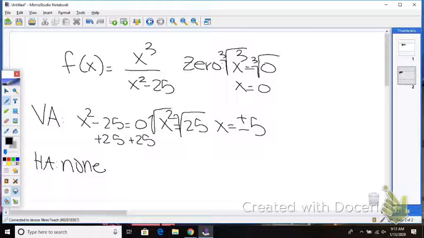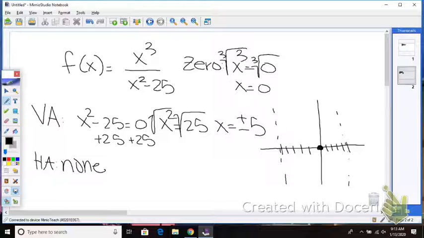So if I was going to graph this, I would know three very important parts of the graph. I would know that x equals 0 is right here. And I would know I'd have vertical asymptotes at 5 and negative 5. That's all we're doing. Now you're going to learn how to graph. But you have to know all this information first.